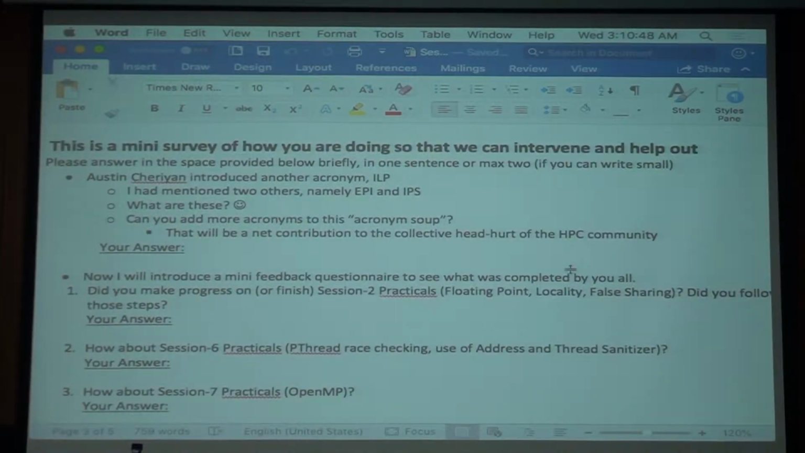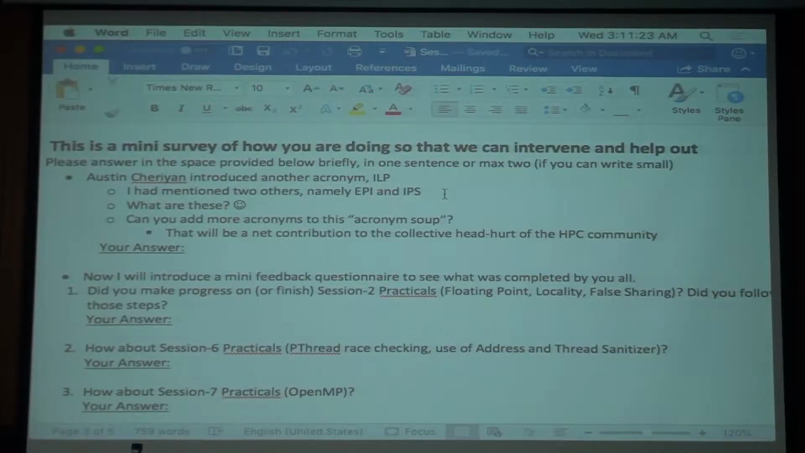Then the second part of this write-up, I thought I'll take a mini survey as to how we are doing and how we can intervene and help, plus some fun quizzes in the middle. Austin Cherian introduced the acronym ILP. Then I was chuckling because I already mentioned EPI and IPS. So now you have three words you can use against your friends and surprise them. Okay, they may not know it. And if you know other words that you want to contribute to this list and cause a net headache increase, that'll be fun. Okay, so let us keep collecting these fun acronyms that are used in HPC and computing. That's one thing.